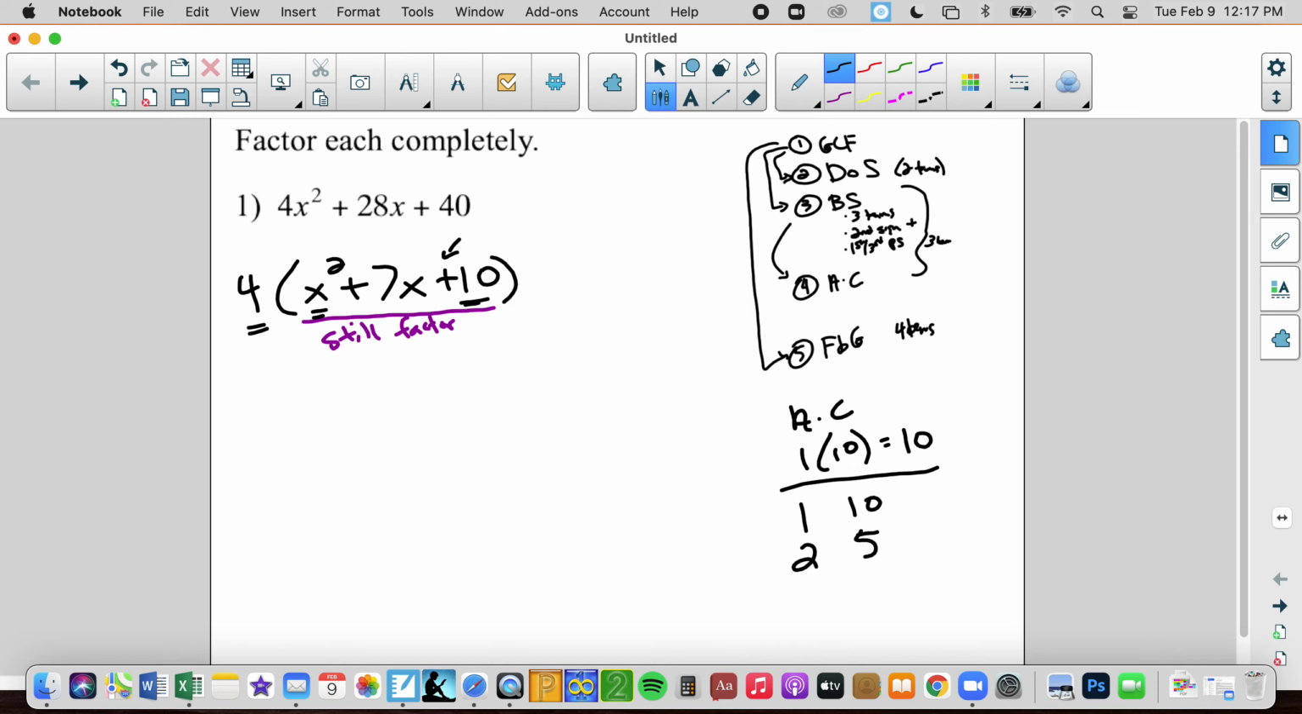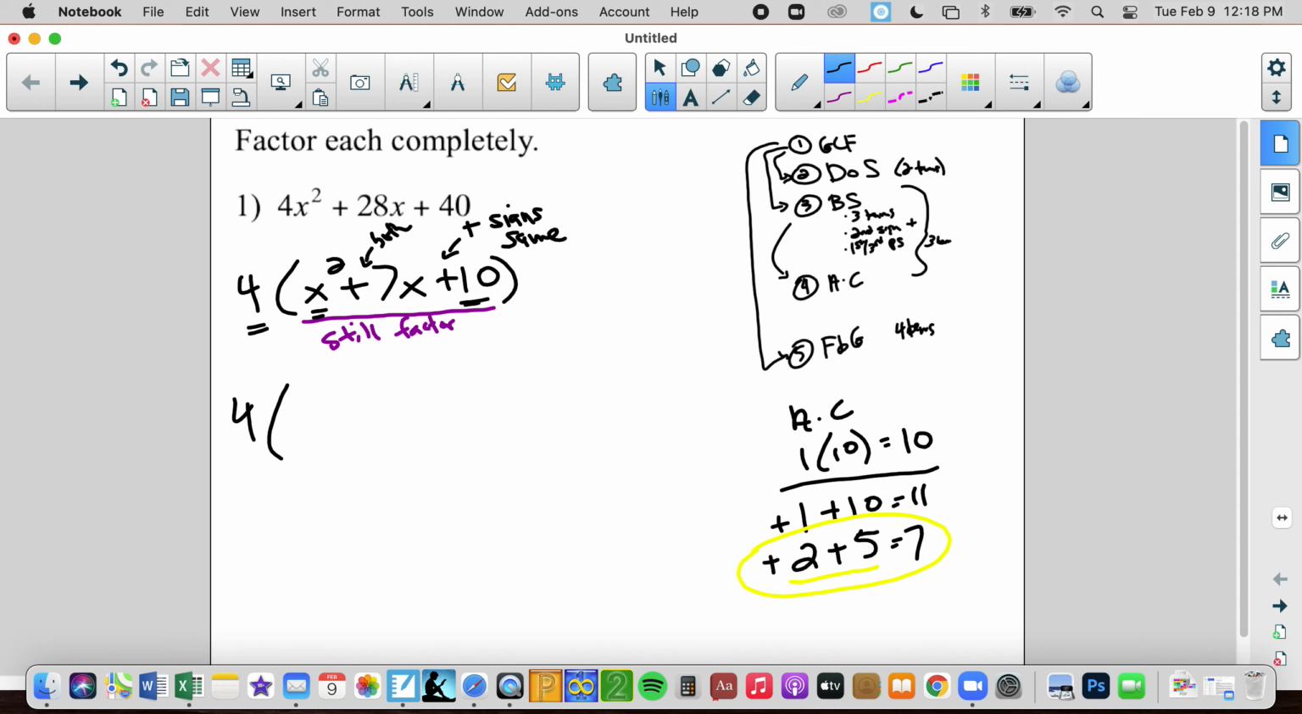My signs, because it's a positive, I know my signs are the same. And I'm going to look here and I see that they are both positive. So plus, plus, plus, plus. I get 11, I get 7. 7 is my middle, so I'm going to use these two numbers to split up my middle term.